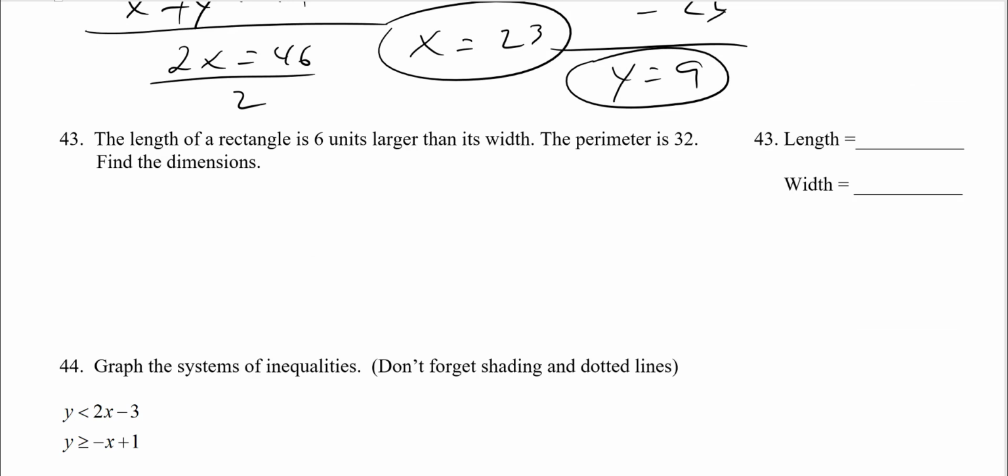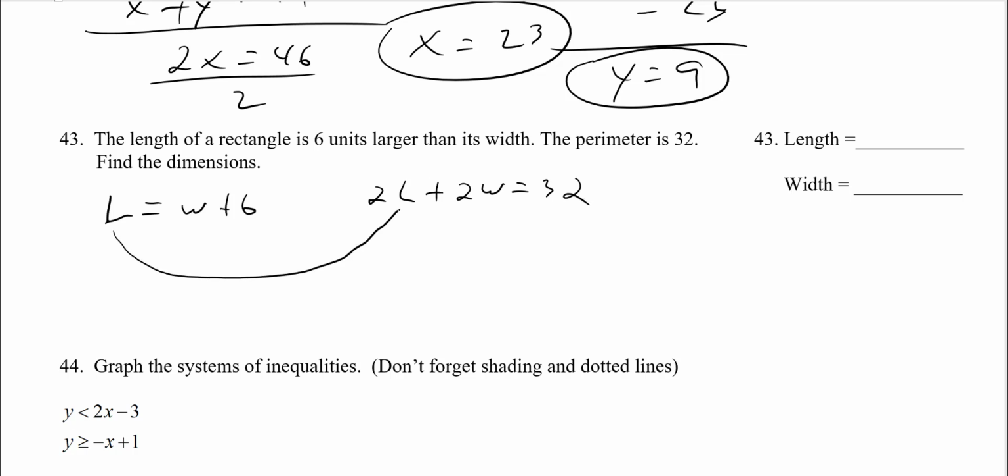Okay, so number 43, the length of a rectangle is 6 units larger than the width. So length is 6 units larger than the width, so it's W plus 6, okay? And you got to remember, this should be in your note sheet too, right? The perimeter is 32. So basically you have 2L plus 2W equals 32. And then it's substitution. You take that L, plug it into there. So 2 times W plus 6 plus 2W equals 32.